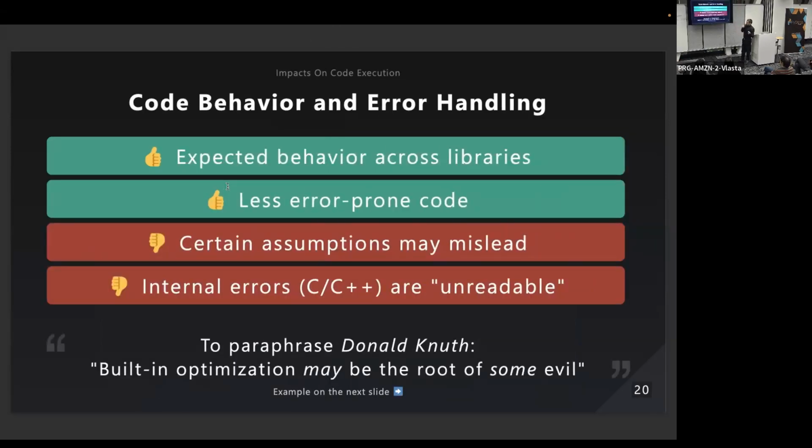Code behavior. Obviously, this code behavior is expected across libraries, which is an advantage. It's actually also less error prone if you know what you're doing. But some assumptions might be quite misleading. And oftentimes, when you end up with some internal errors that arise from the depths of C or C++, they are essentially unreadable. So if you let me paraphrase the giant Donald Knuth, I would say that built-in optimization may be the root of some evil sometimes.